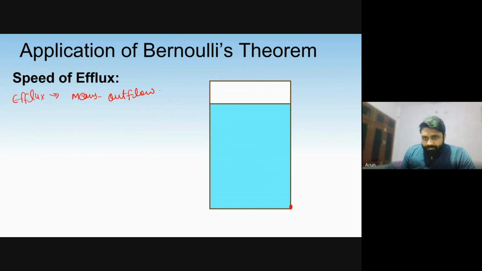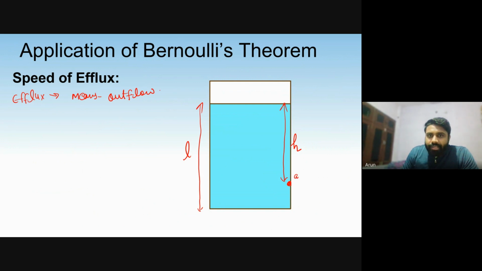What will happen? The liquid will come out. I have made the hole somewhat higher, at a height h from the top, and let's say the height up to which the water has been filled is L. I have made a hole of cross-sectional area small a, and let's say the cross-sectional area of this container base is capital A. So here the liquid will come out like this.